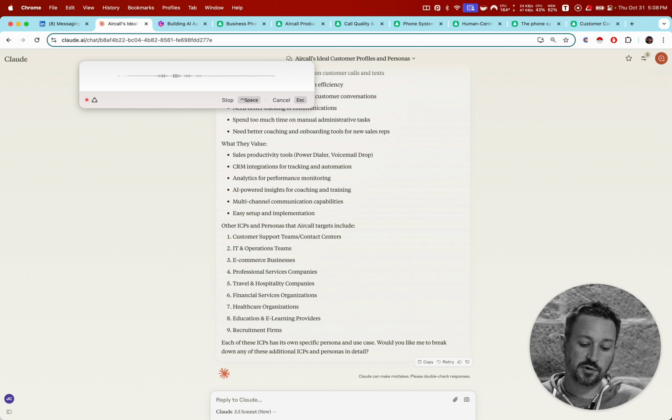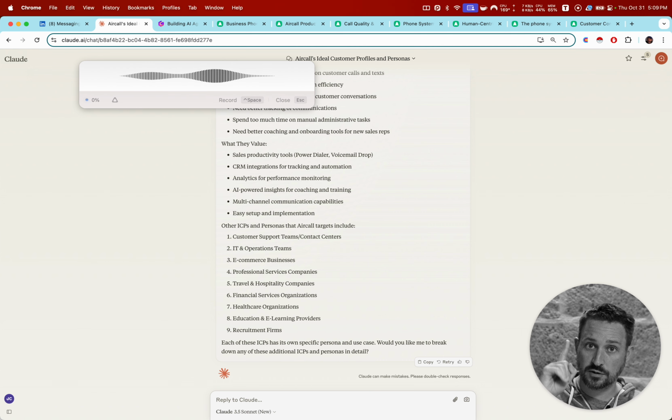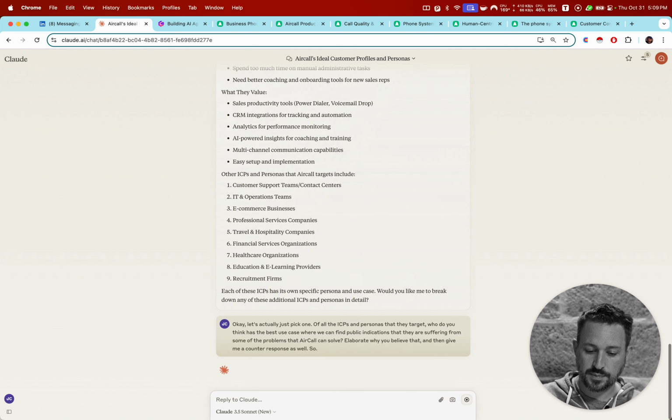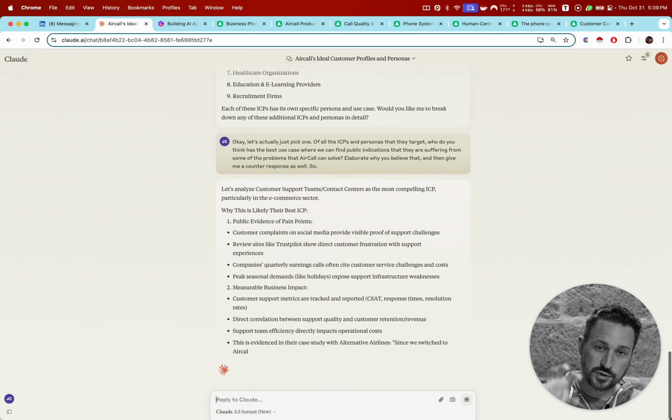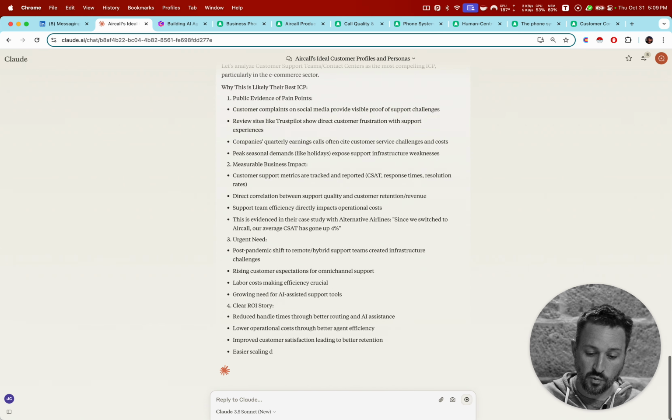Okay, let's actually just pick one. Of all the ICPs and personas that they target, who do you think has the best use case where we can find public indications that they are suffering from some of the problems that AirCall can solve? Elaborate why you believe that, and then give me a counter response as well. So all we're doing here is we want to focus on one persona and one ICP. We really want to dial that in because the models do so much better when you're trying to get them to do specific things really deeply versus a wide array of tasks.